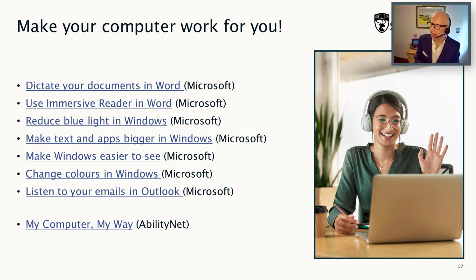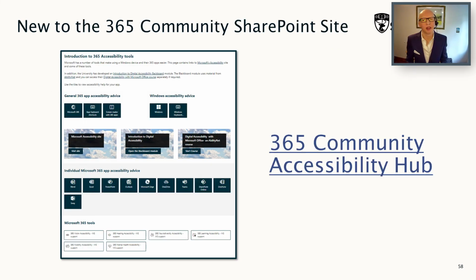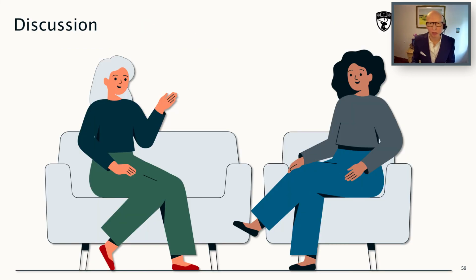If you're interested in having your emails read aloud to you or changing colors in Windows and so on, I've got some links there. And if you use something that isn't Windows, the My Computer My Way site has lots more along these lines. They cover Windows, Macs, iPhones, Android phones, and Chromebooks. And Julia has recently updated the 365 Community SharePoint site to include a dedicated 365 Accessibility Hub, where you can find out more about using the Microsoft 365 tools in an accessible way, and much more.